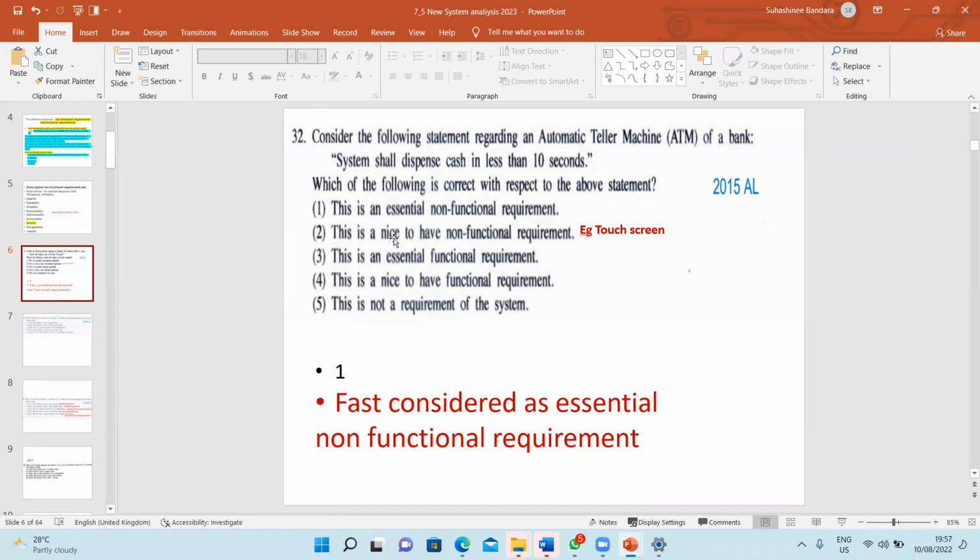Then the touchscreen we took as a nice to have non-functional requirement. Even though the touchscreen is not there, we can use the buttons in the ATM machine. So using manual buttons, we can withdraw money rather than using the touchscreen. But it is nice to have. Likewise, even if it is not there, we can use another method. So that is the most important point we discussed there.